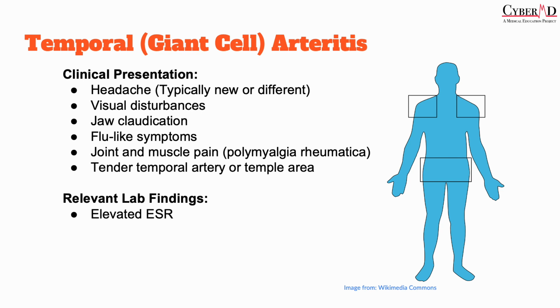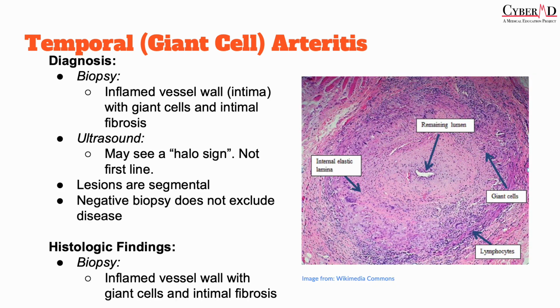Patients with temporal arteritis often present with symptoms such as headache, visual disturbances, and jaw claudication. They may also experience flu-like symptoms, joint and muscle pain as well, as the condition is actually associated with polymyalgia rheumatica. You may see an elevated ESR in these patients as well whenever you get lab work.